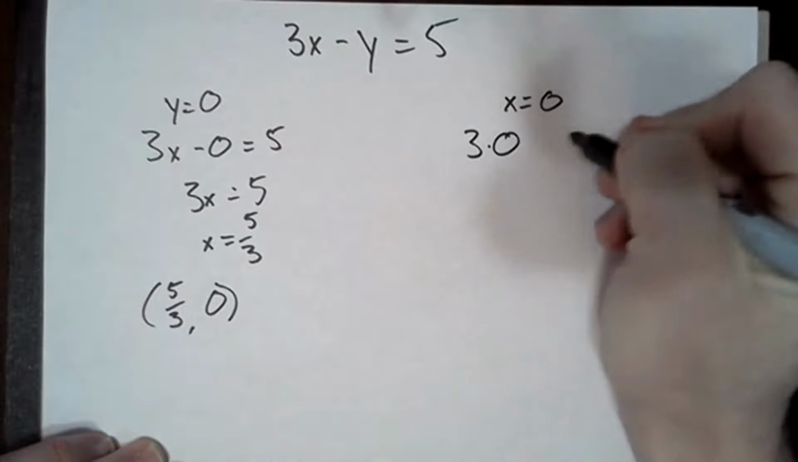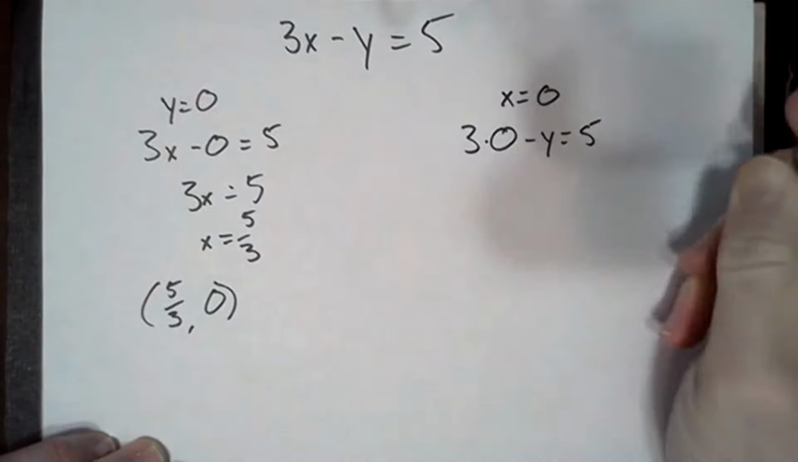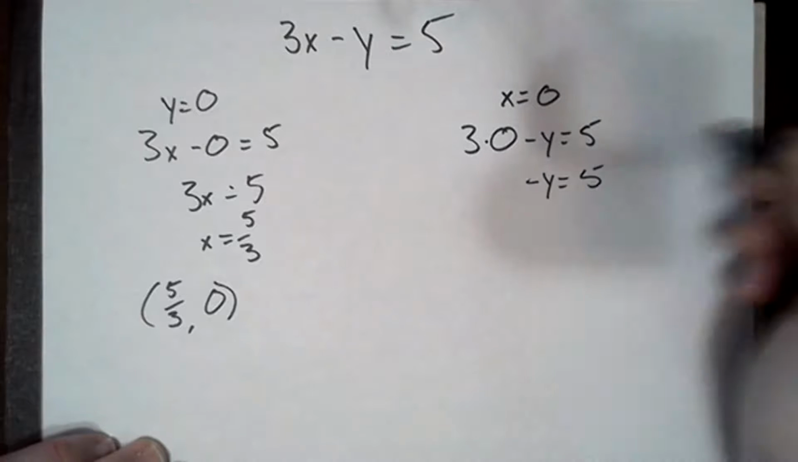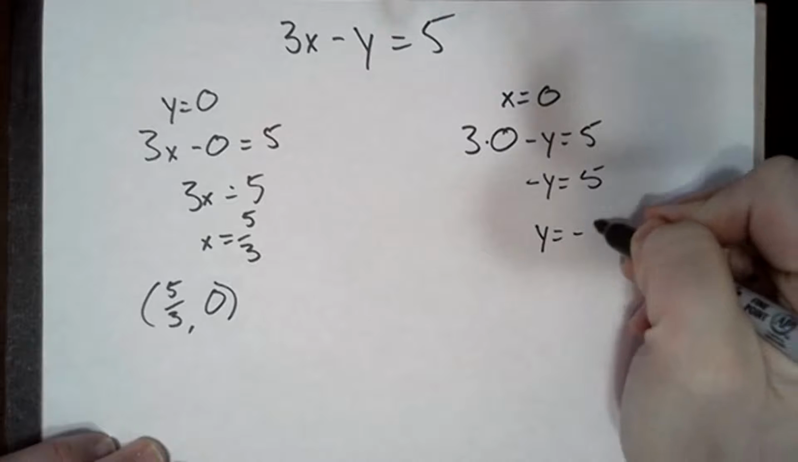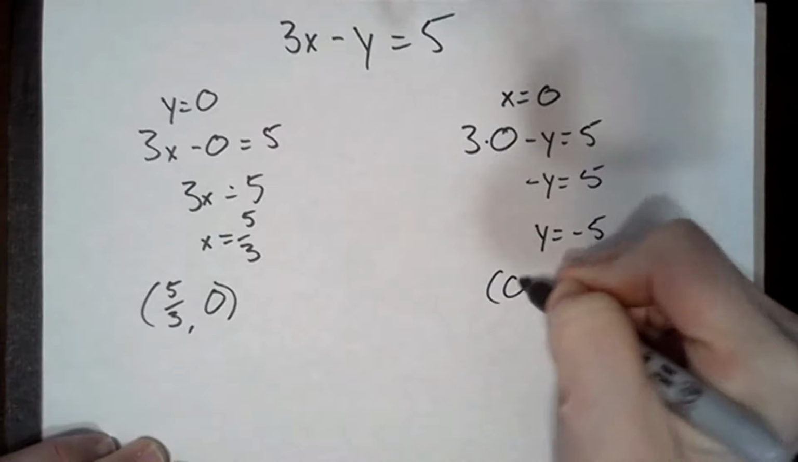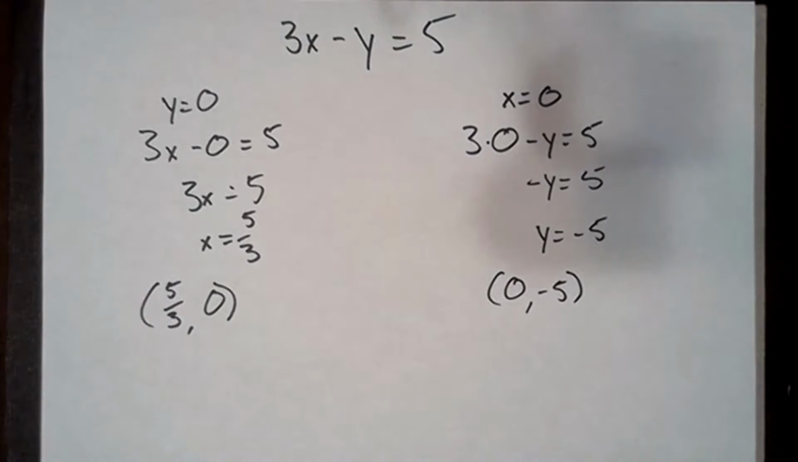Next, we let x equal 0, and we solve for y. So 3 times 0 minus y equals 5. Well, 3 times 0 is 0, so that's just negative y equals 5. So if we multiply both sides of the equation by -1, we get y equals -5, which gives us the point 0, -5. There are our x and y intercepts.